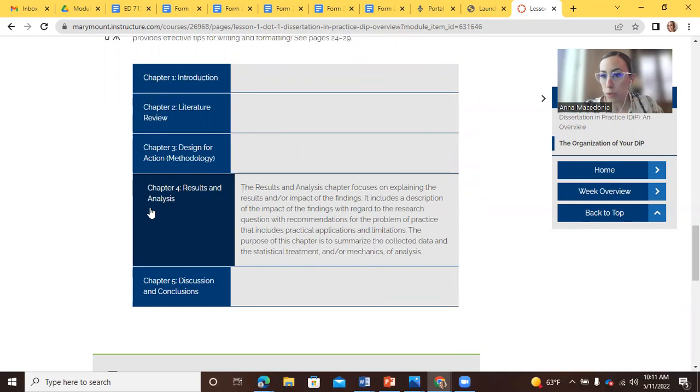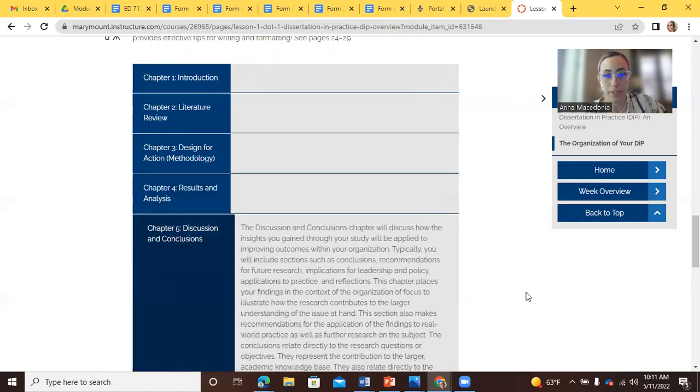In chapter 4, you're going to be talking specifically about the data analysis process that you conducted when utilizing all the data sources, and how you analyzed it, whether you used quantitative, qualitative, or a mix of both. You also talk about your salient findings, and these findings correspond directly to your research questions. And then lastly is your chapter 5, discussion and conclusions.